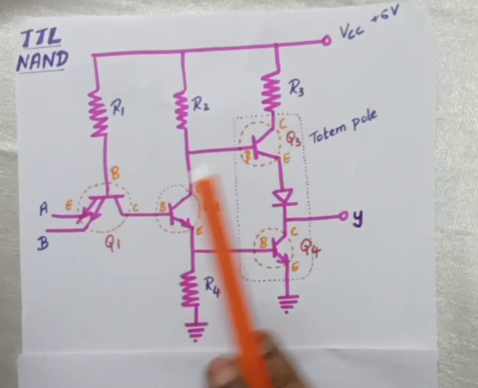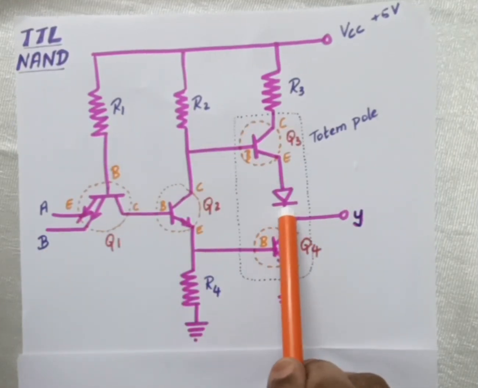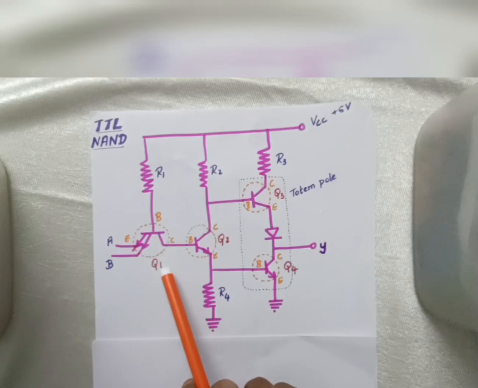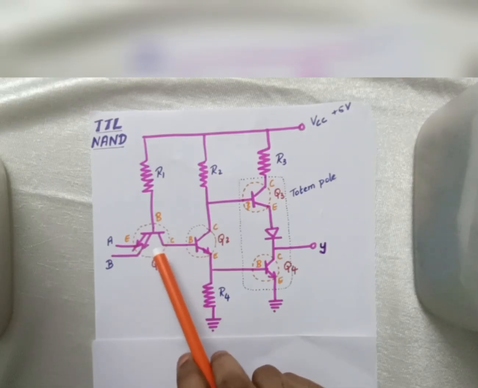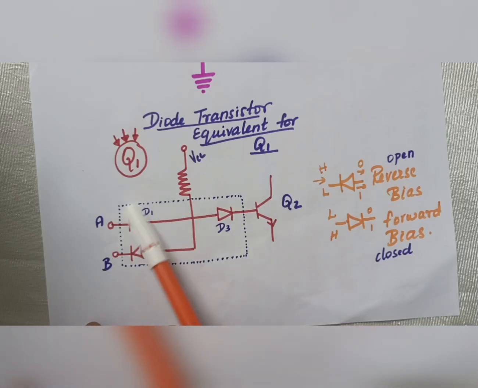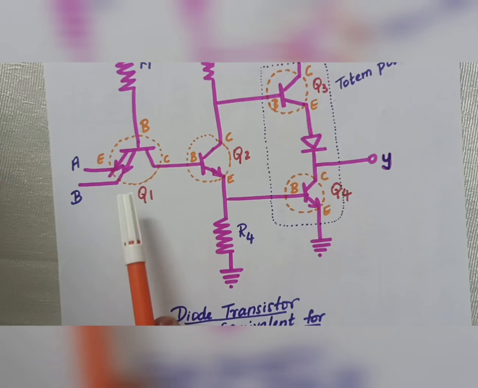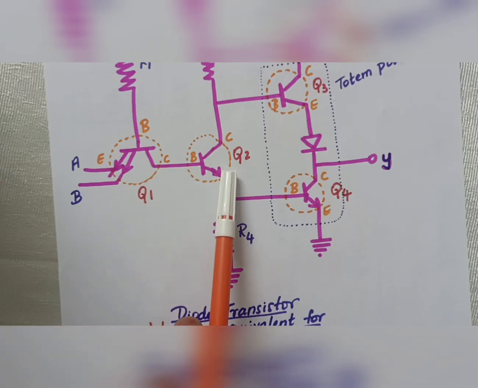Apart from all these devices, we have a diode here. So what is the function of this diode? Diode helps in speeding up the process. When we take a closer look at Q1, it looks like this. We have Q1 here. This is connected to Q2, like we have seen in the circuit diagram.